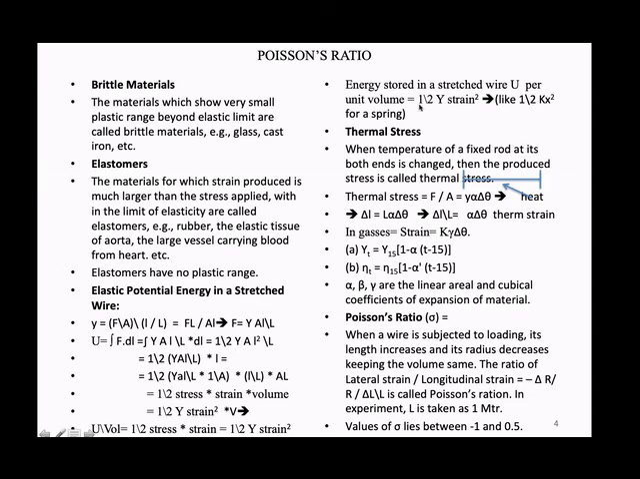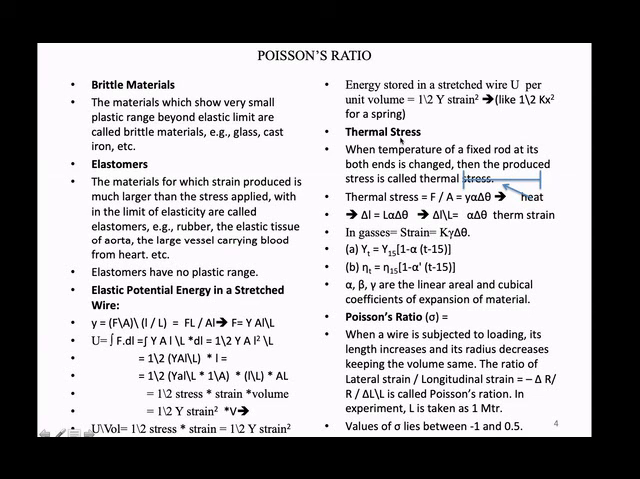Half Young's modulus into strain square resembles other energy stored per unit volume expressions. For a spring it is half k x square. For electrical, half epsilon naught E square. For magnetic, half B square by mu naught. They are all similar representations of energy stored per unit volume.